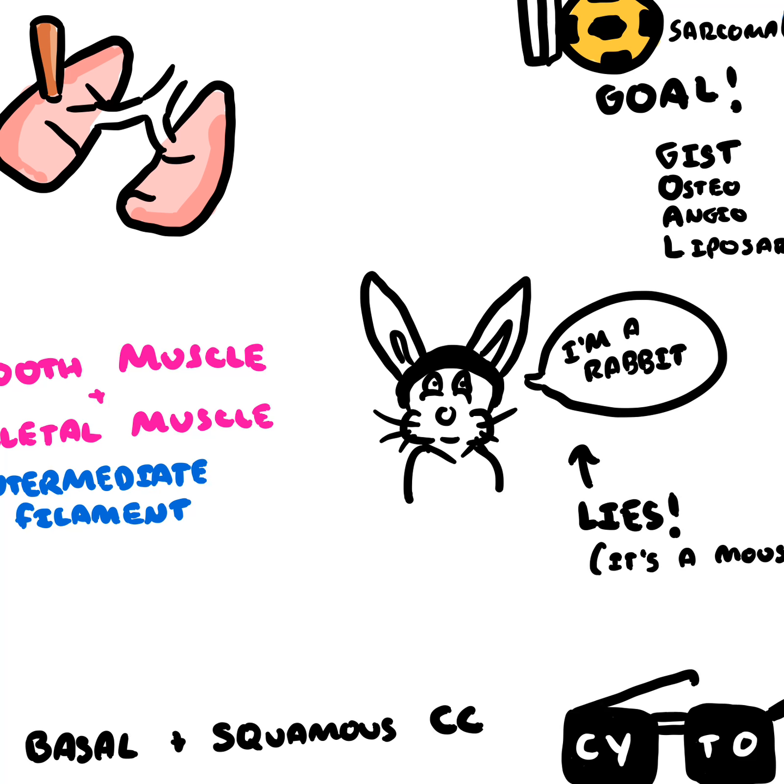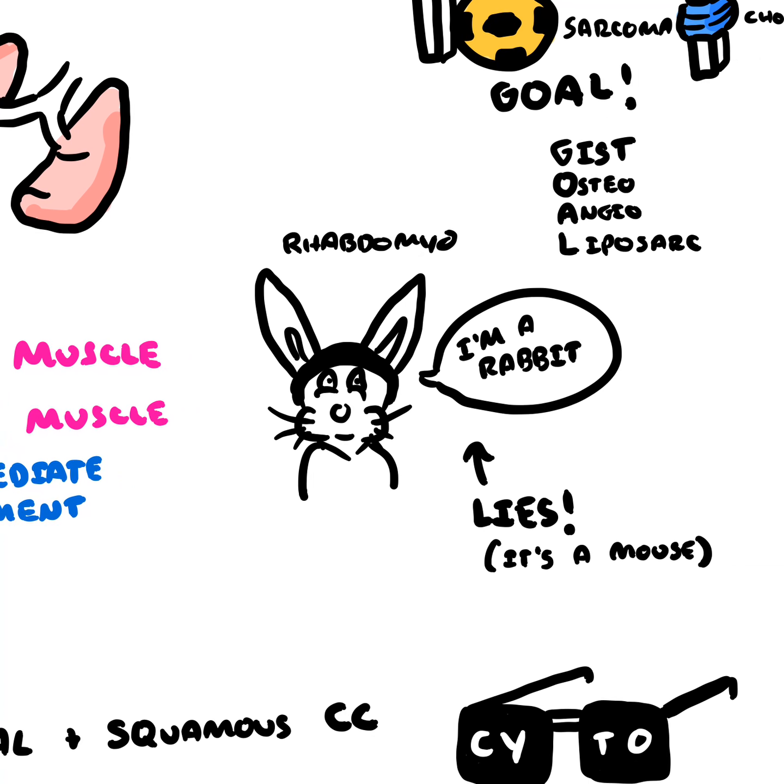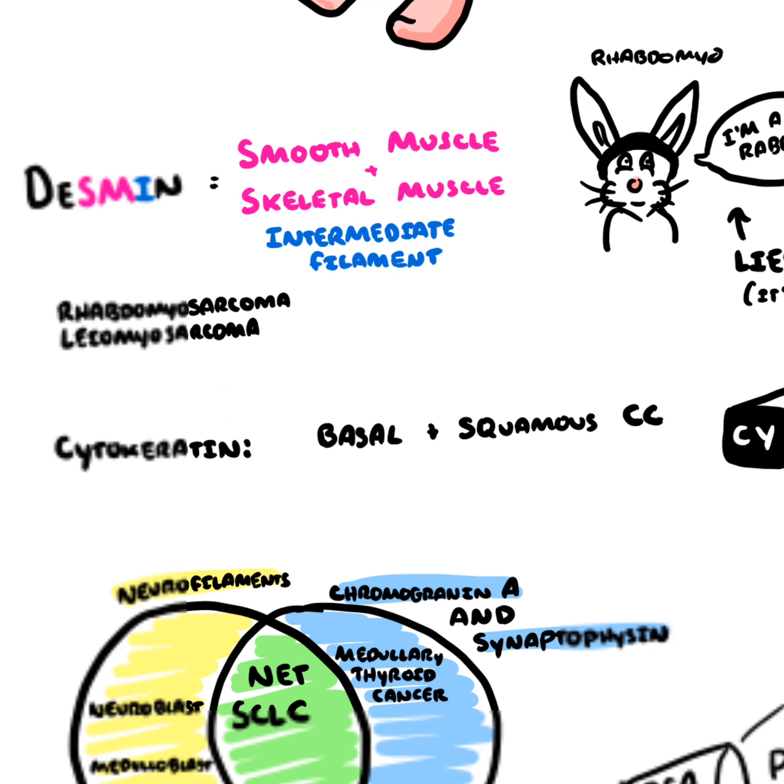This is a mouse right here, right? And the mouse is saying, I'm a rabbit. But that's a lie. So the mouse is saying he's a rabbit for rhabdomyosarcoma. You get it. And the lies, like this is clearly not a rabbit, right? It's a mouse. Clearly a mouse. Rabbits don't have red noses. So it says lies. That's for leiomyosarcoma. Okay, you get it. I won't write it all out. Great. So moving on. Cytokeratin.